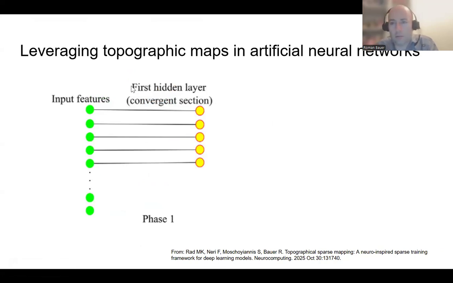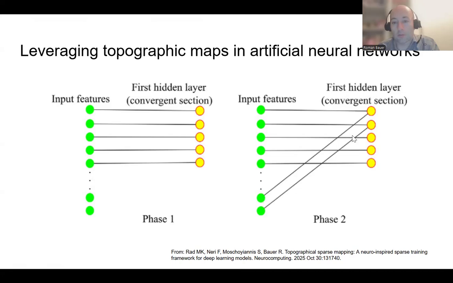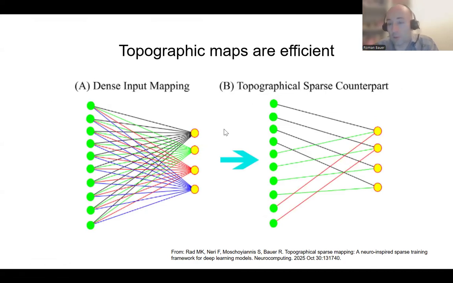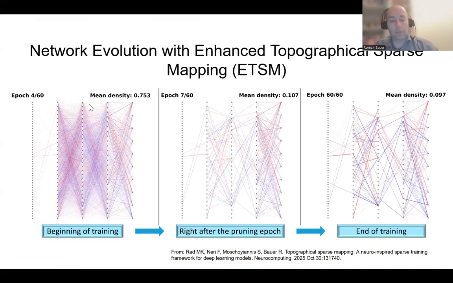Just to better clarify how this is set up: we have the input features, which can be, for example, pixels, and those are connected to the first hidden layer, which is usually smaller than the input layer, so we have fewer neurons. We then repeat this connectivity of neighborhood preservation, these topographical maps, in this manner, and we end up with a very efficient connectivity scheme. In contrast to traditional initialization, which is usually a dense input mapping where all neurons connect to all neurons, we use a topographical sparse mapping, which is much more efficient.